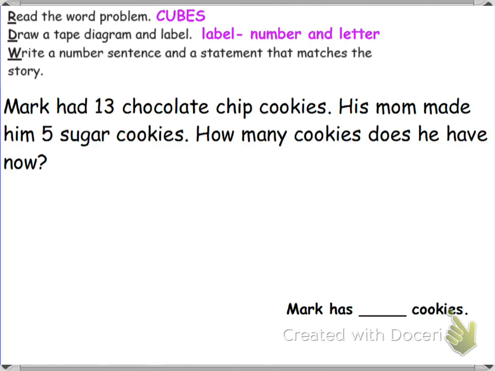So now I'm going to read the word problem 3 times. We read it this many times to make sure we fully understand it before we start solving it. So the word problem says, Mark had 13 chocolate chip cookies. His mom made him 5 sugar cookies. How many cookies does he have now? I'll read it again. Mark had 13 chocolate chip cookies. His mom made him 5 sugar cookies. How many cookies does he have now? I'm going to read it one more time.